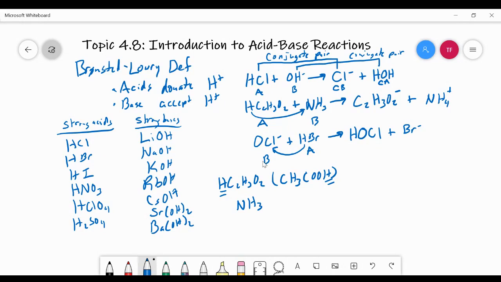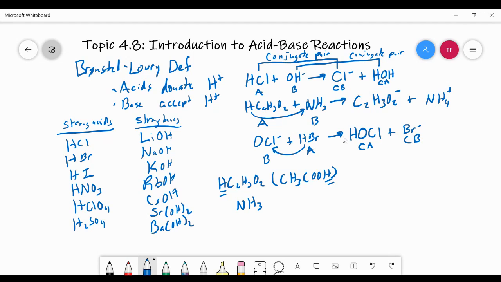Okay, so here's the base. After it gains a hydrogen, it becomes a conjugate acid. So here's our conjugate acid. The acid, after it loses the hydrogen, becomes what's called the conjugate base. And so there are the two conjugate pairs: the acid with its conjugate base and the base with its conjugate acid. Those are things that you will need to be able to identify in chemical reactions.